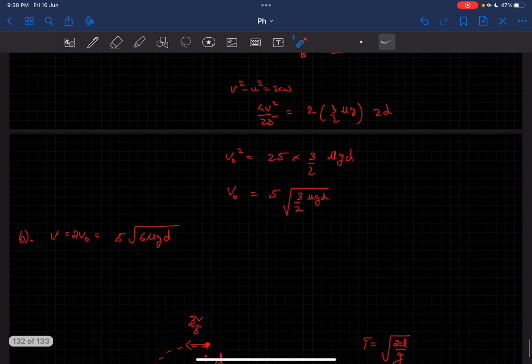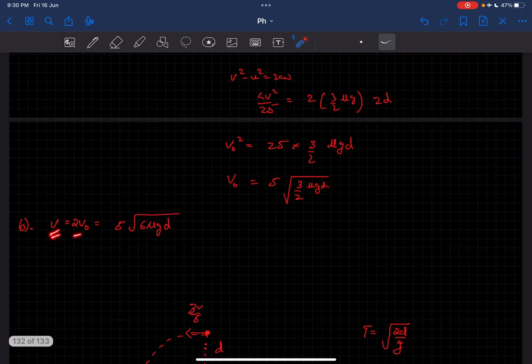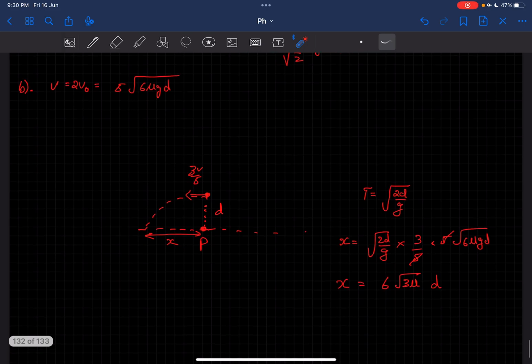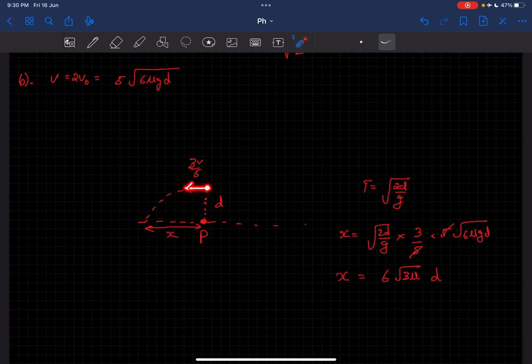Now in the second part of the problem, it's given that the velocity V is V naught, which means it's going to be this, right? And after collision, we just calculated the velocity of the smaller mass to be 3V by 5 towards the left. So we just have to find the range of this projectile in the second part, which is very easy. Since the vertical velocity is zero in this case, we can find the time of flight directly to be square root of 2h by g. And as the horizontal acceleration is zero, we can write x to be just the speed multiplied by the time. After solving this, we'll get the value of x to be this much, which is the answer for part B.